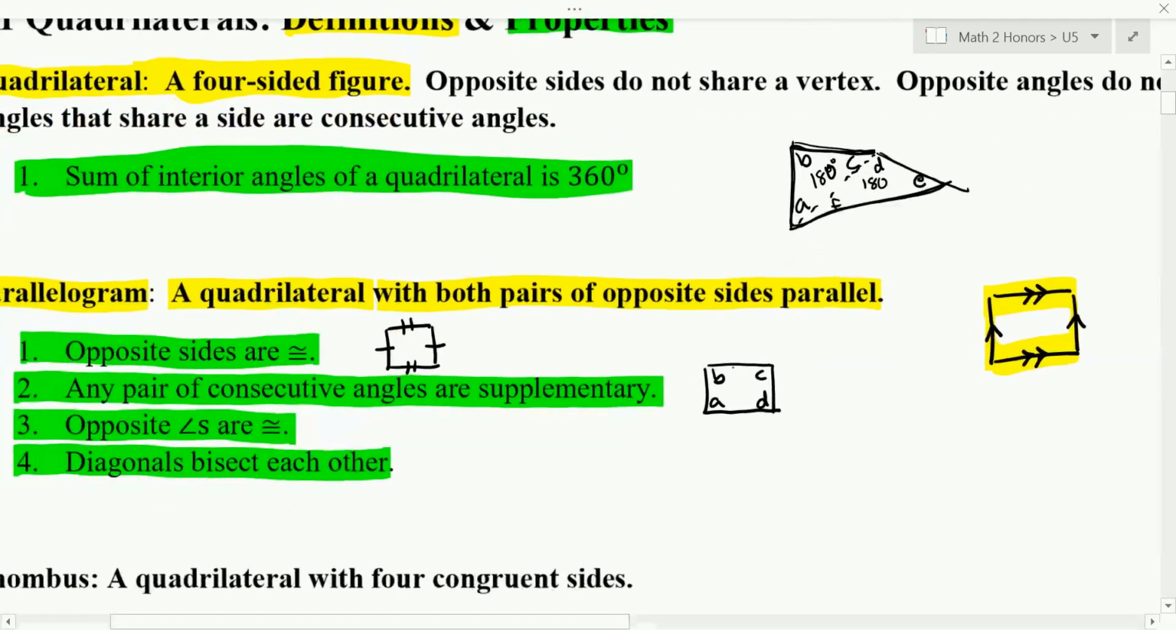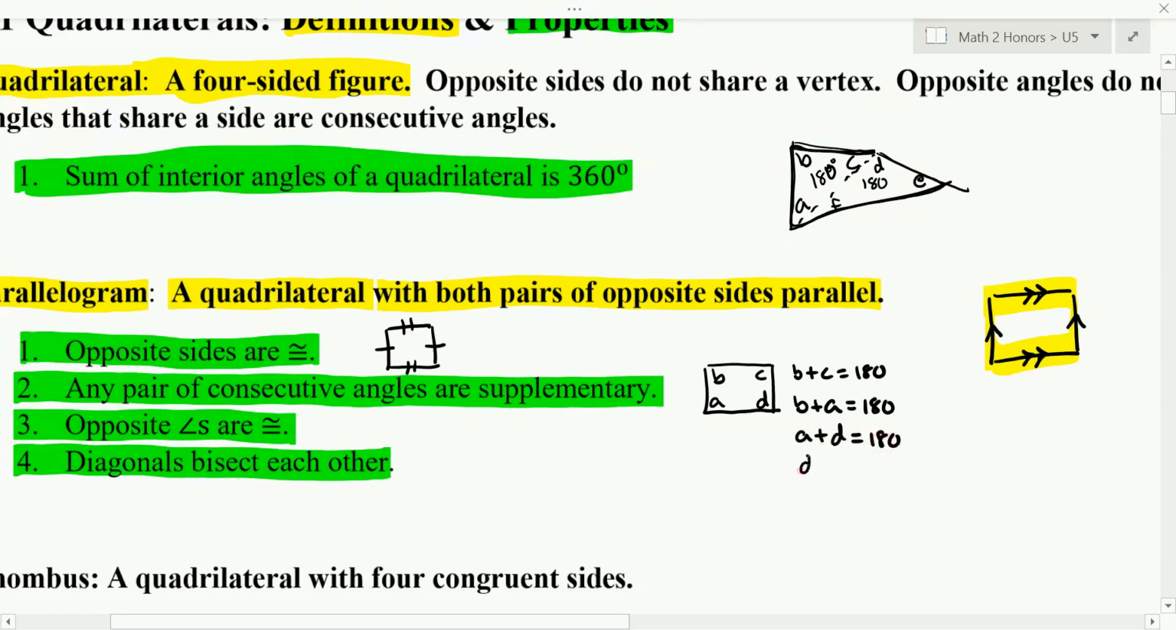B and C. So any two angles along a side. So pick a side, any side, and what two angles are connected to that side. If you did angle B plus C, you get 180, which is because it's supplementary. Or you could say B and what? A. Those would be supplementary. Or we could go A and D as well.